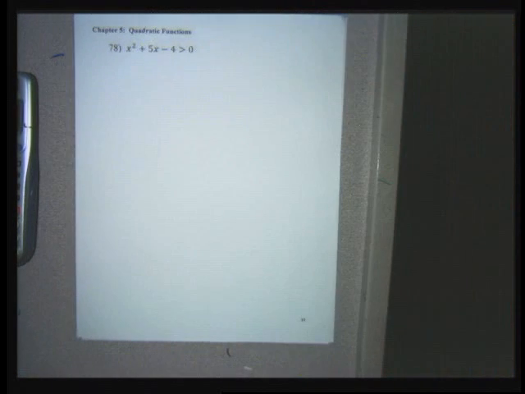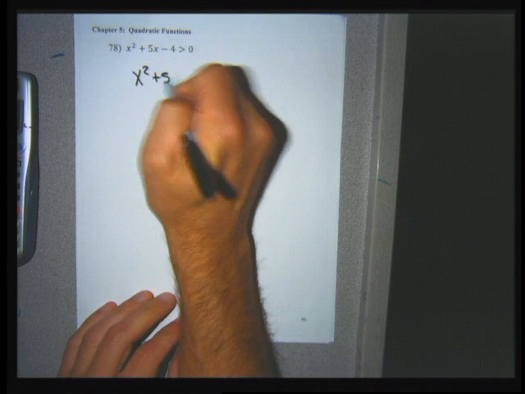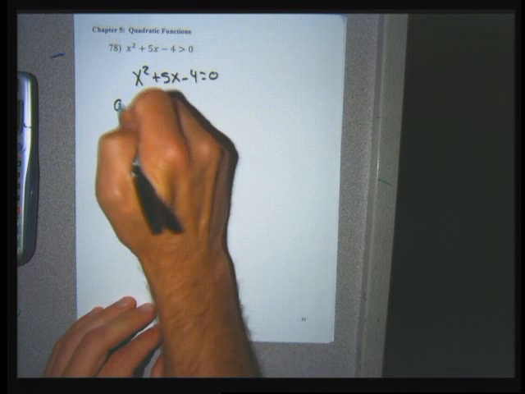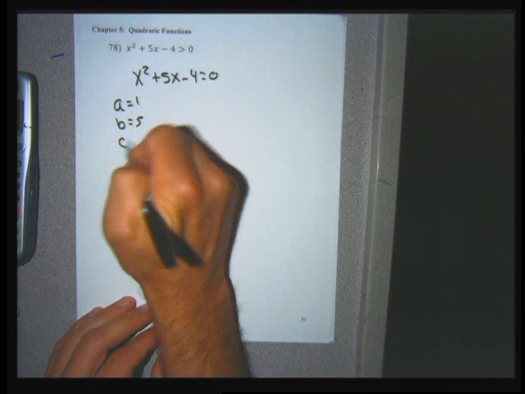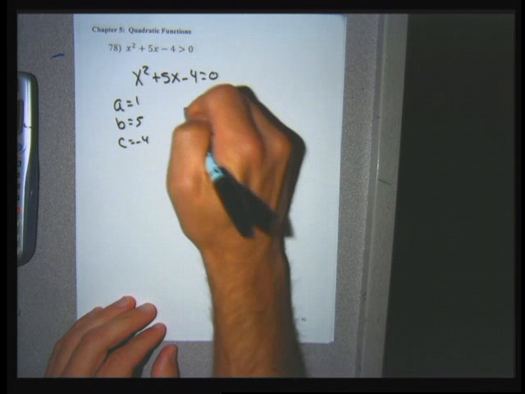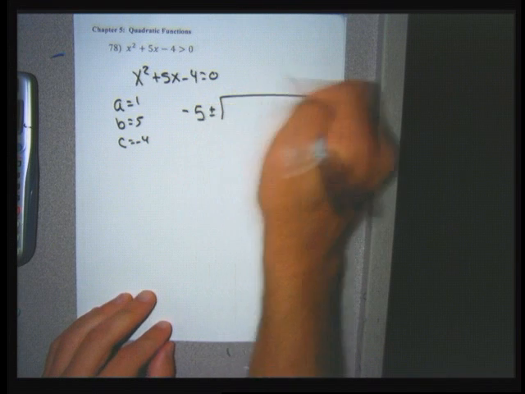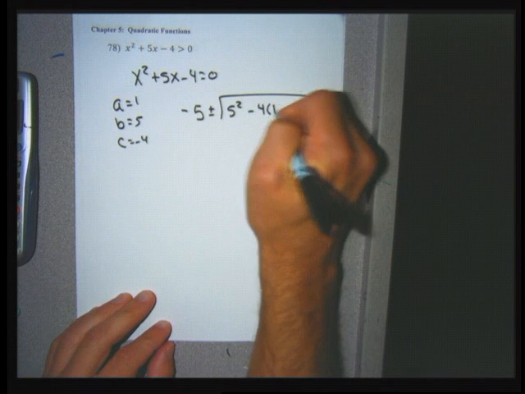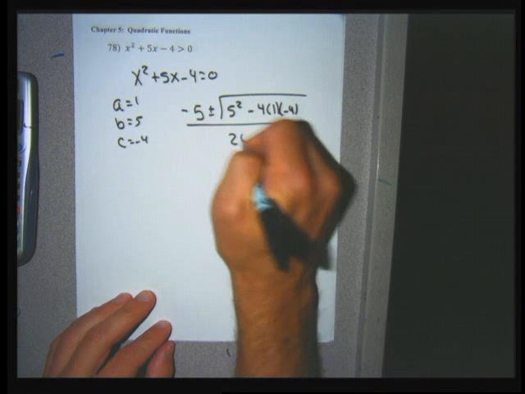78 was kind of messy. Let me even do something by hand here. For 78, I'm going to go x squared plus 5x minus 4 equals 0. I'm going to go a equal to 1, b equal to 5, c equal to -4. I'm going to go negative b, which is -5, plus or minus the square root of b squared, which is 5 squared, minus 4 times a, which is 1, times c, which is -4, all over 2a, which is 2 times 1.